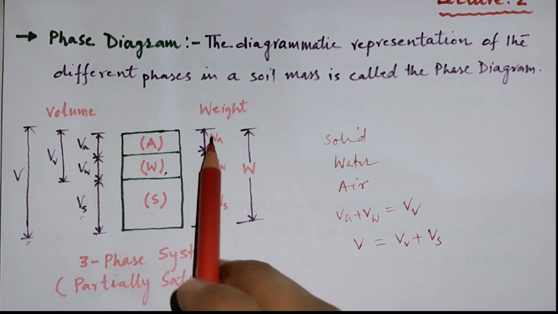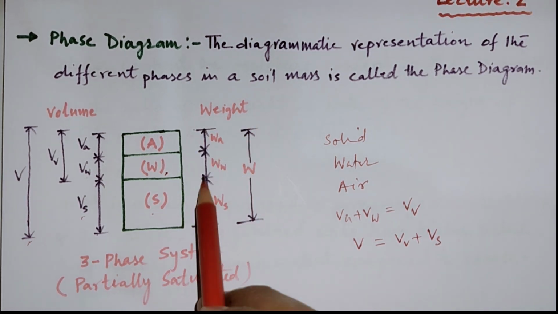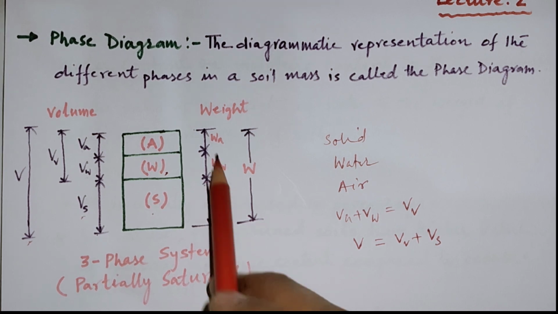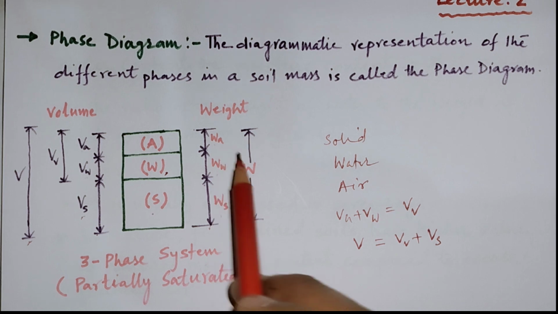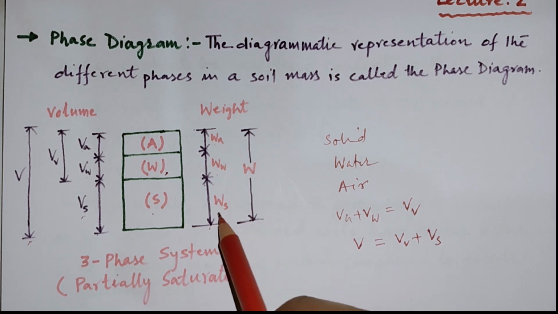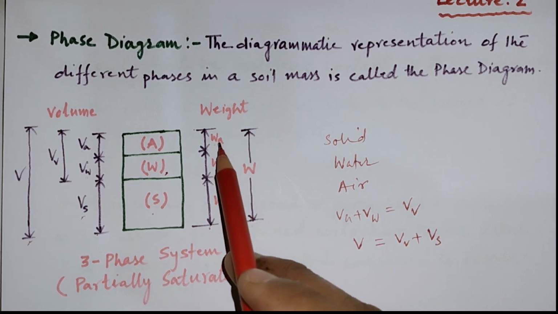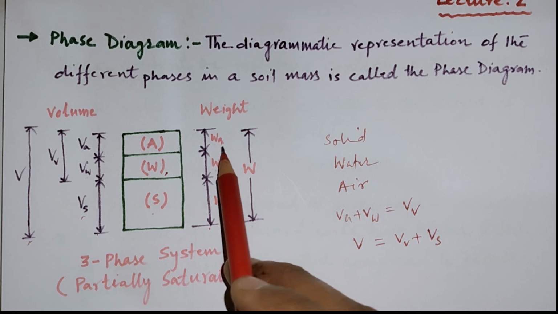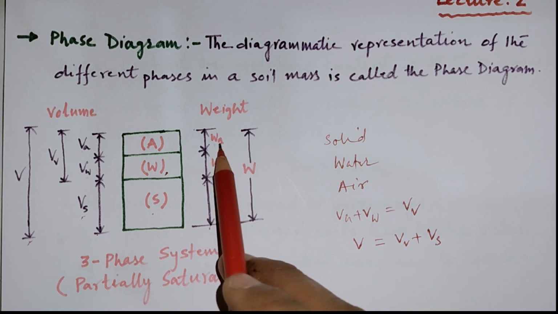If we take weight wise, here we can see W is the total weight, made of weight of solid, weight of water and weight of air. So total weight is equal to weight of solid plus weight of water plus weight of air. But remember, for all practical purposes, weight of air may be neglected.